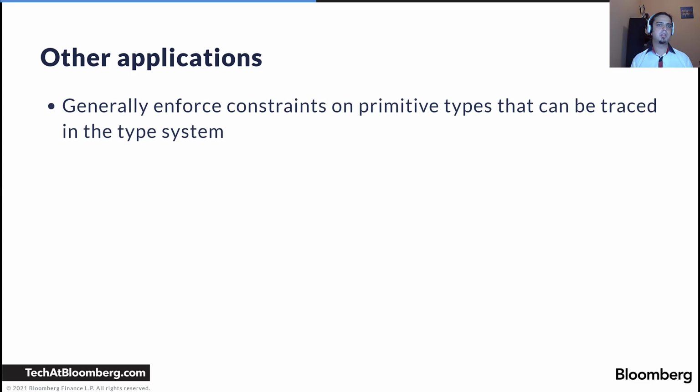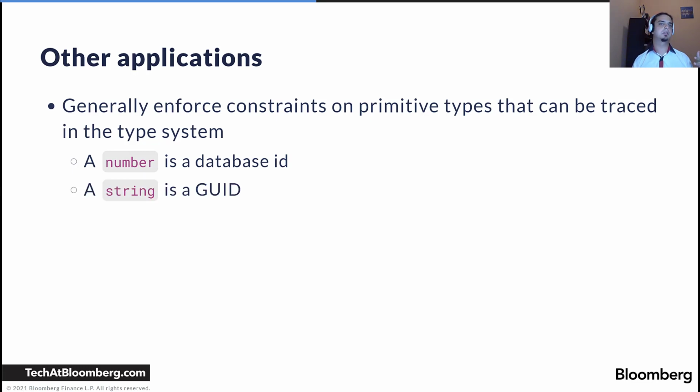What are some other applications? Well, we can, for example, create numbers that are guaranteed to be database IDs, or we can create strings that are guaranteed to be GUIDs, like we saw in our example. There are plenty of applications where you could use this, but it's something that you should keep in mind and you should keep in your tool belt whenever you think you have a primitive type that also has an extra meaning.